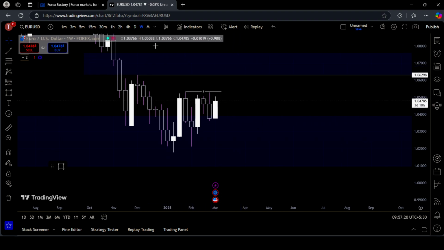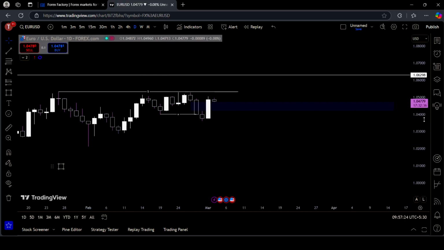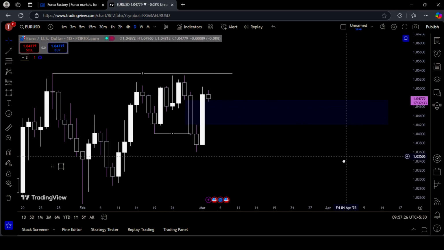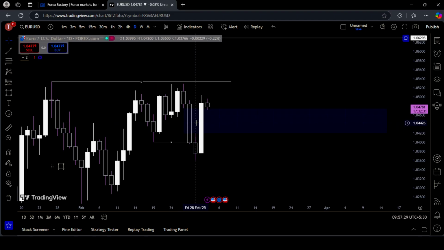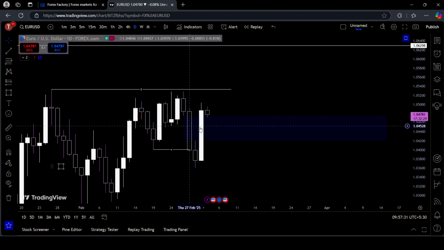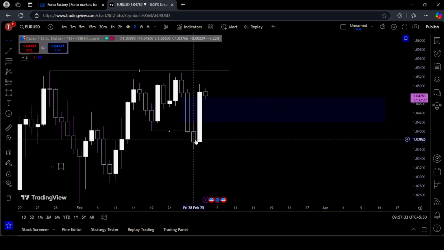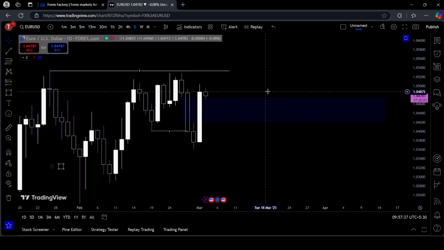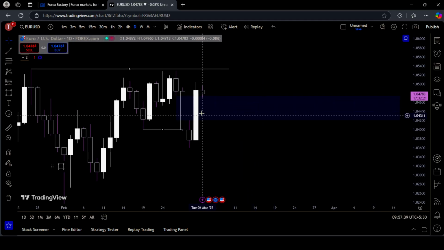So let's move to the daily to see what we have in here. As we move into the dailies, we can see that this was the FVG which is disrespected by the market, and currently we are within this range of candles, and the price is in between this candles range.